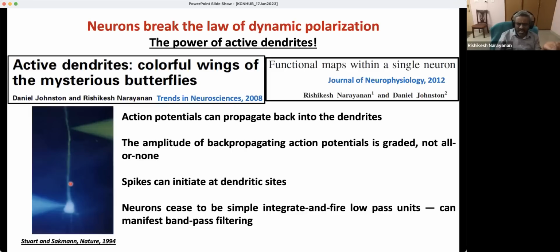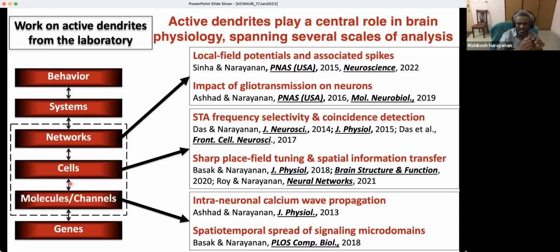Right? So you have this powerful machinery that comes into the picture as a consequence of the expression of different kinds of ion channels in the dendrites. Again, over the years, we have also been looking at the implications of what active dendrites could do, or what the functions of active dendrites are at different scales of analysis. At the network scale, we have been looking at how, if there are active dendrites, they contribute to local field potentials.